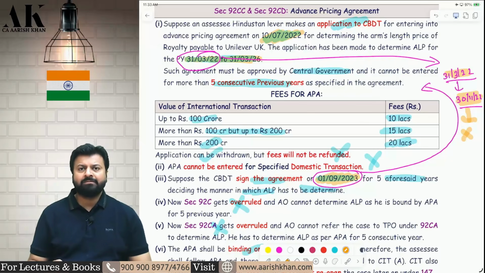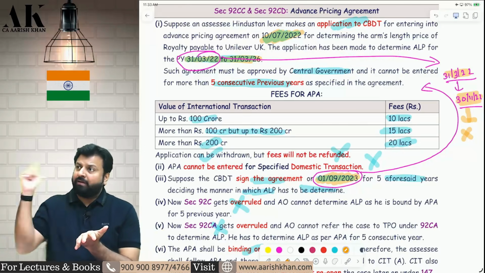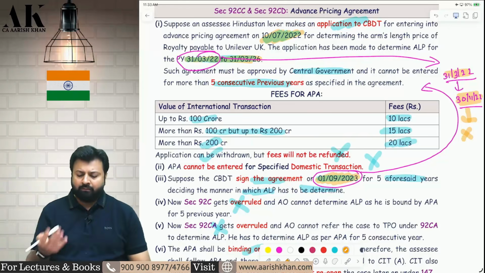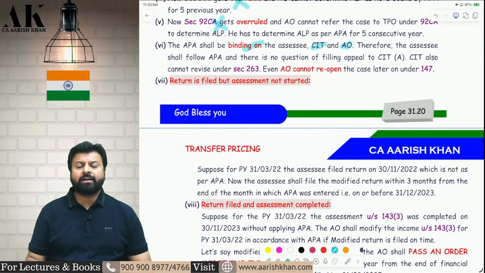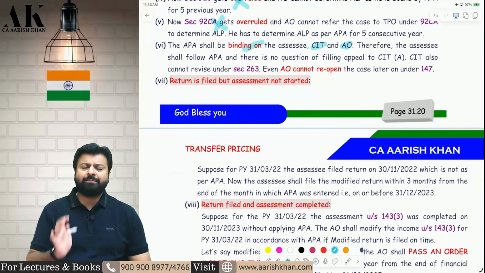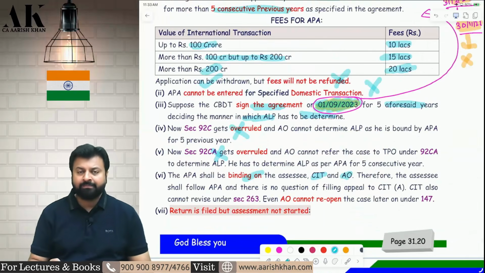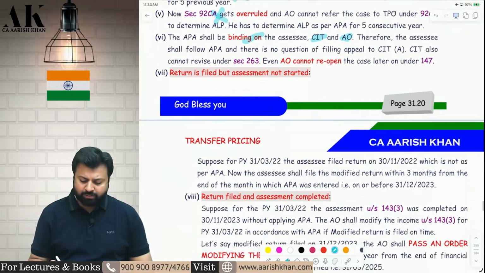Now APA is signed. So the issue is, when APA is signed, one of the years covered in APA is already completed, for which the return is already filed. What should I do? You are supposed to do just one thing. You are supposed to file the modified return within 3 months from the end of the month in which the APA is signed. APA is signed when? APA is signed on 1st September 2023. So you have to file the modified return within 3 months from the end of September 23. So you have to file the modified return by 31st December 2023.